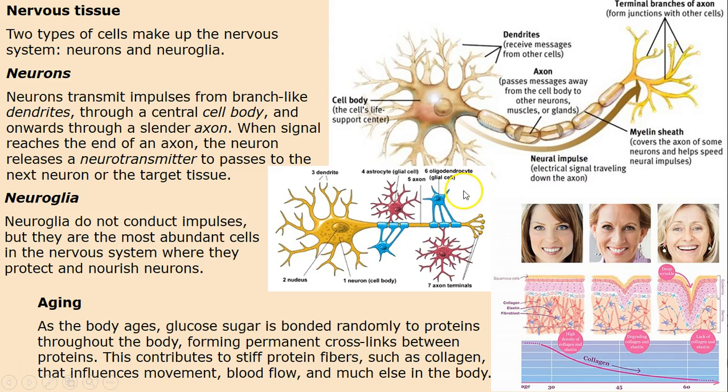And surrounding these guys are the neuroglia, which we don't hear about much, but they're so important. They're going to keep this area safe, protected, and they're going to nourish the neurons.